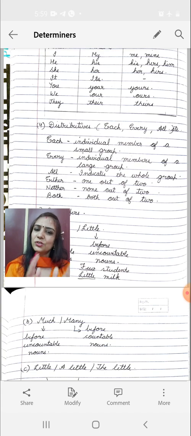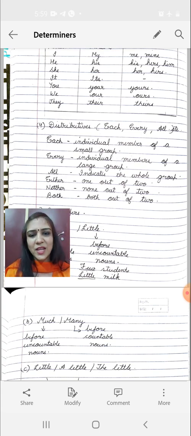If I say either student has done the work, I refer to one out of two, but I don't know who. So if somebody asks me who has done the work, I don't know out of these two who has done. I say either student has done the work. That means out of these two, one has done. All, there also we have no problem. We say we refer to all, like all students, everybody. The problem is between each and every.